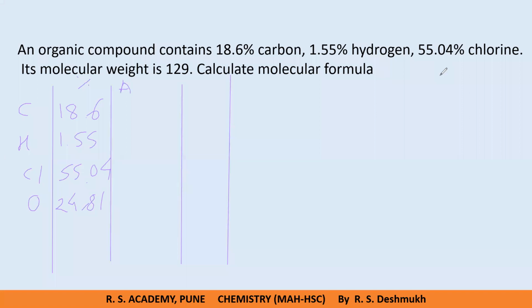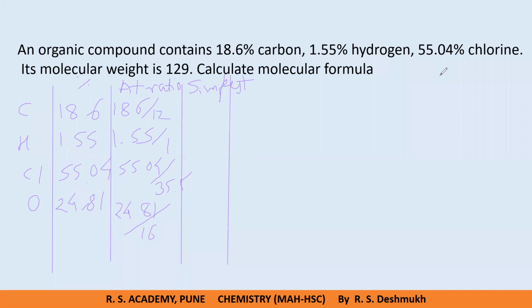Thereafter, you have to find out the atomic ratio. Whenever I say atomic ratio, that means it is 18.6 upon 12. Here it is 1.55 upon 1. Here it is 55.04 upon 35.5 and 24.81 upon 16. So I will find out the simplest ratio here. So what is the simplest ratio?